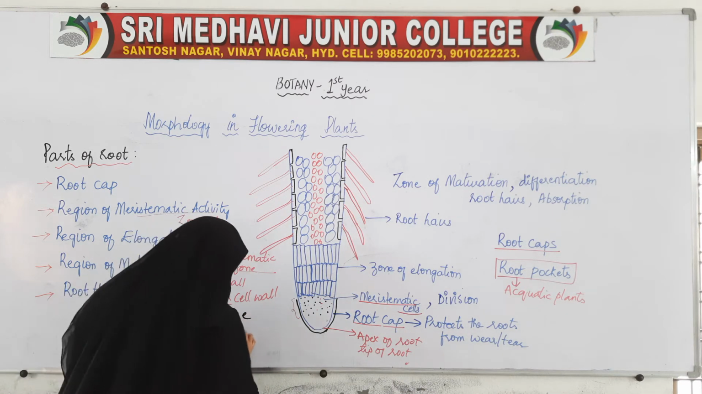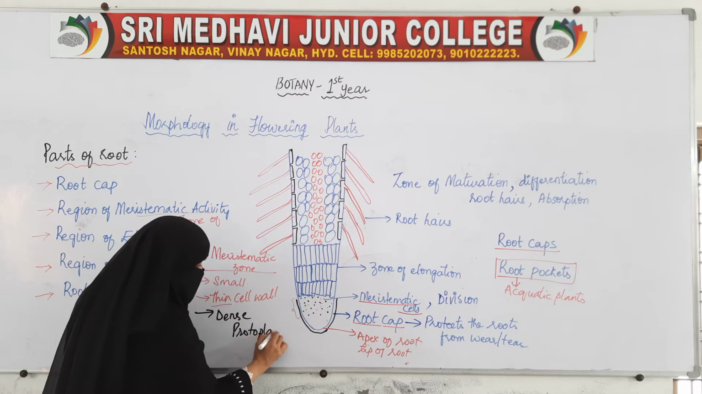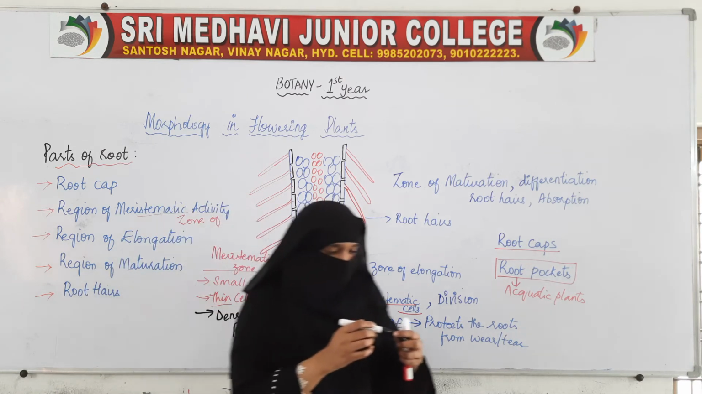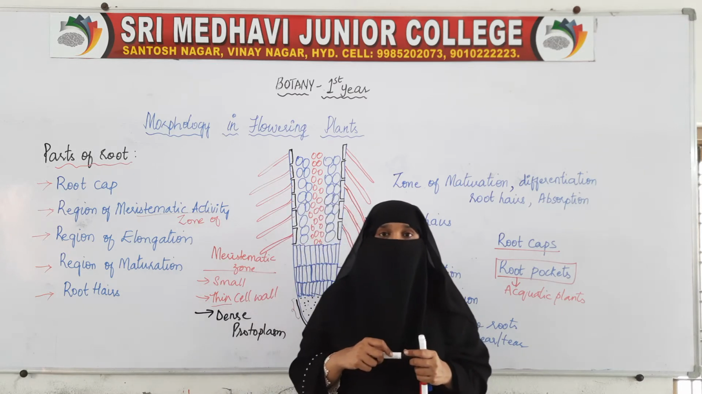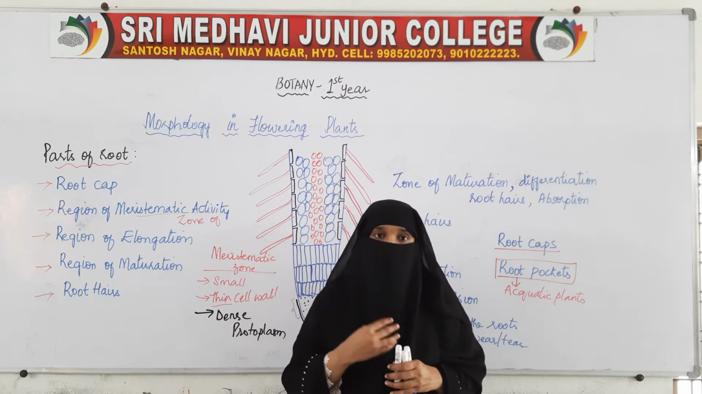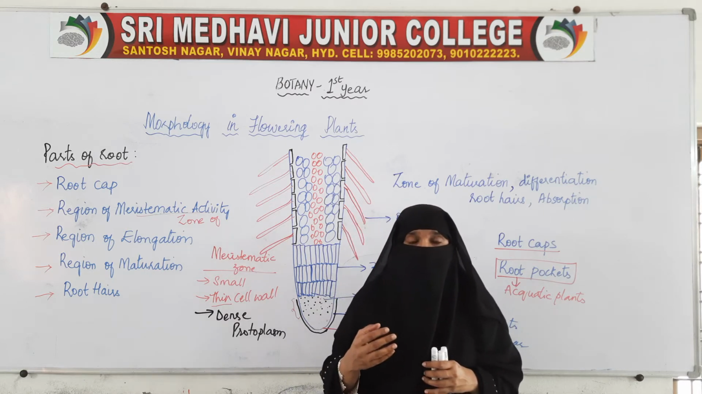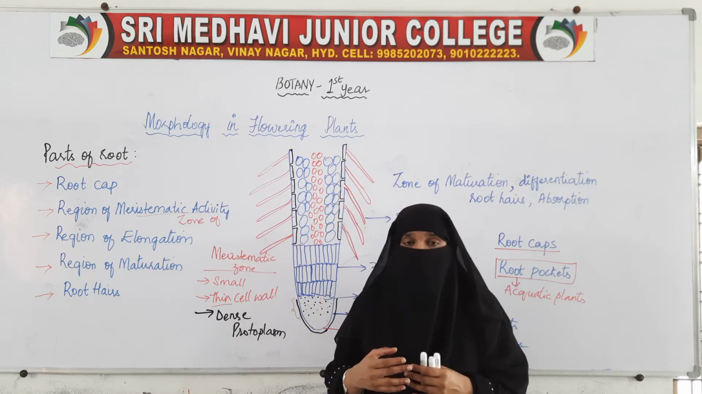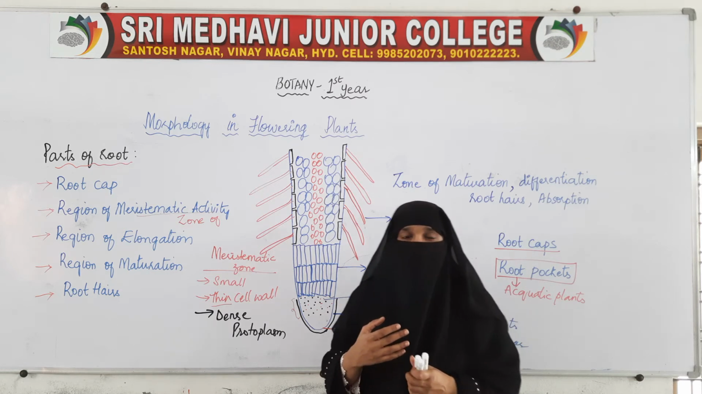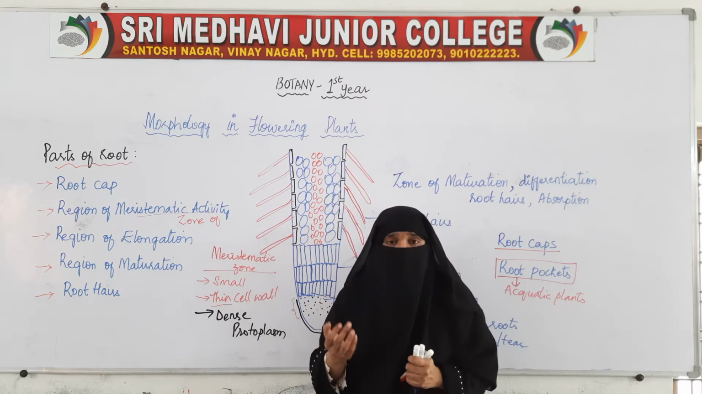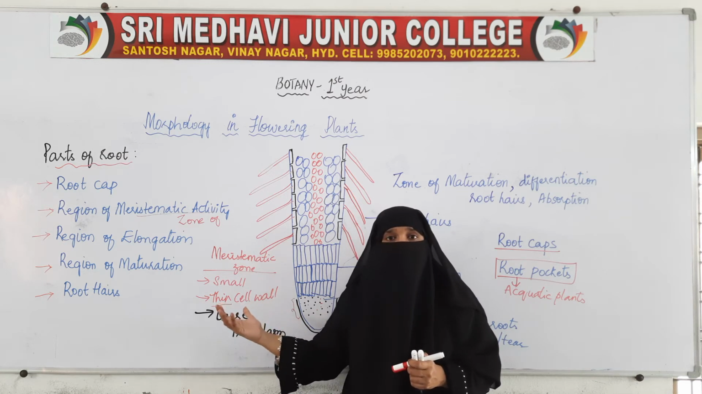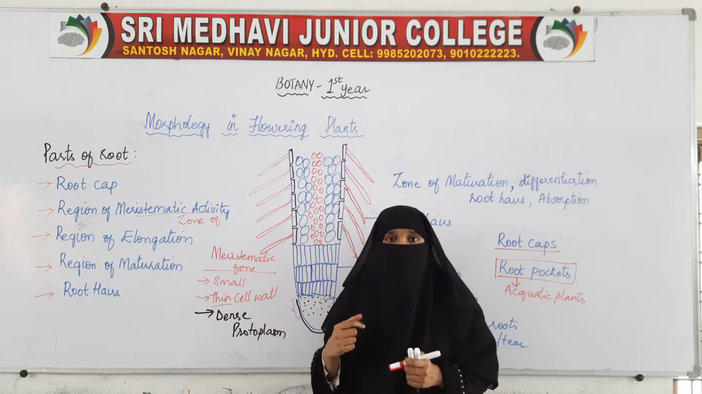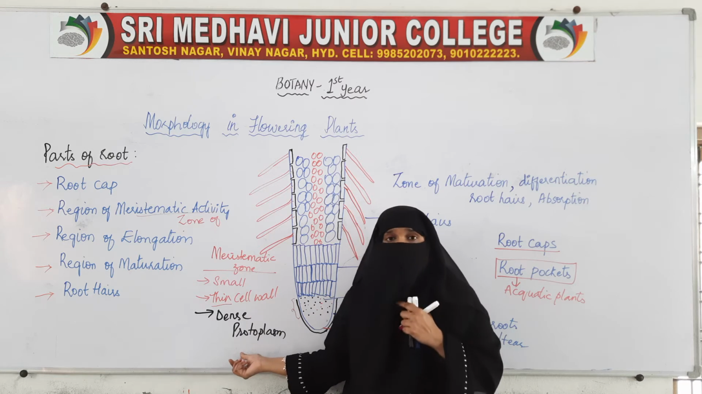They have dense protoplasm. The protoplasm is dense because these rapidly dividing cells require food and nutrients, since they are continuously dividing. Very rapid division is seen here. So for doing this rapid activity very fast, the cells require food material and nutrients. All the food material and nutrients will be present in the protoplasm.